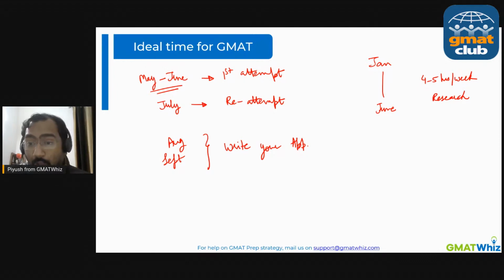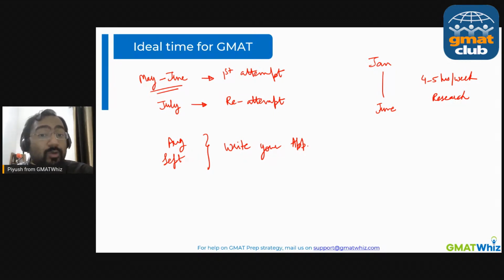For example, Kellogg as a school focuses a lot on change, a lot on leadership and the kind of change that you bring in the society around you. What kind of value do you create? So if you know that Kellogg focuses on these skills or these activities, you can work on your profile around those things. You can work on highlighting those things in a better way.